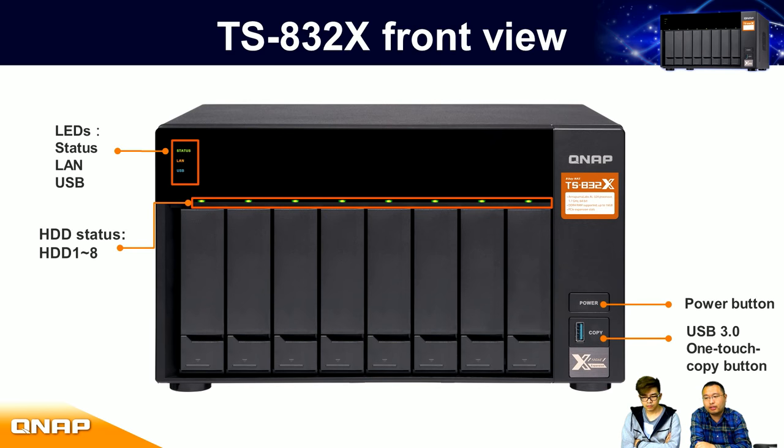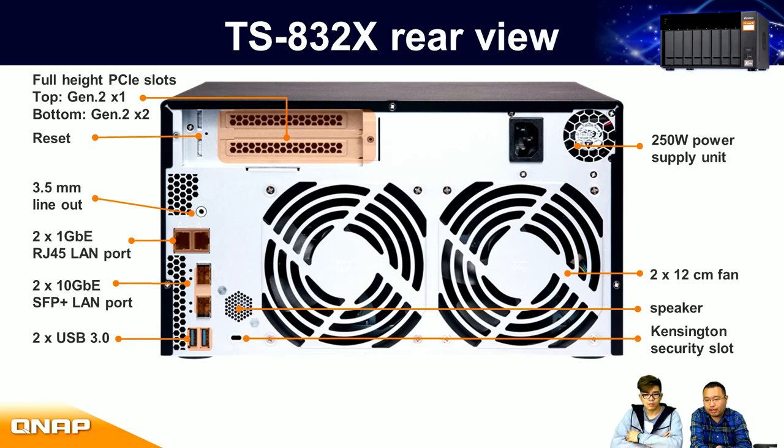Okay, and then let's look at the back side here. On the back side, you will see on the top left there are two of the four low-height PCIe slots for you to expand the functionality of the NAS. On the top there's a Gen 2 x1 slot. The bottom will be the Gen 2 x2. I will get to more about what kind of expansion cards are available for this device. And there's a reset button. In case you forget your password, you can reset the system information there.